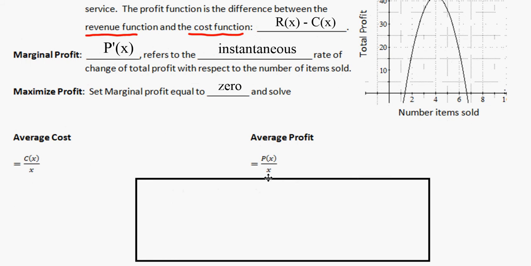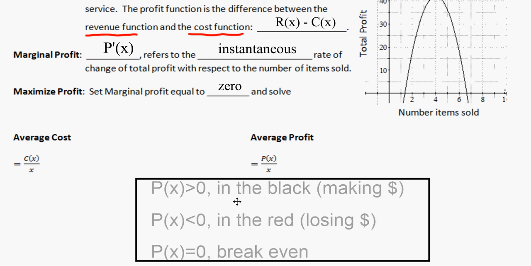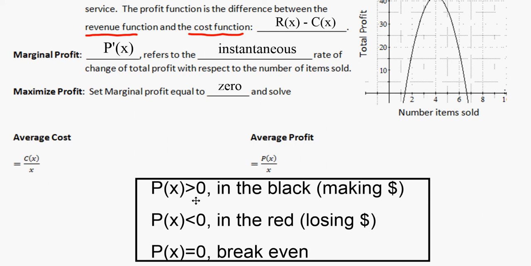Of course, as a company, there are three terminologies we want to know here. P of x greater than 0, we call this in the black. This basically means the company is making money. P of x less than 0, that means it's in the red, and that means they're losing money. And if P of x is equal to 0, that means you break even. Most companies in the first few years are in the red, and then they eventually make money.